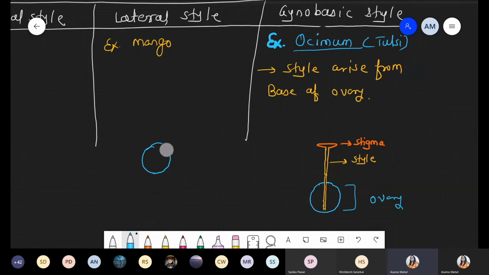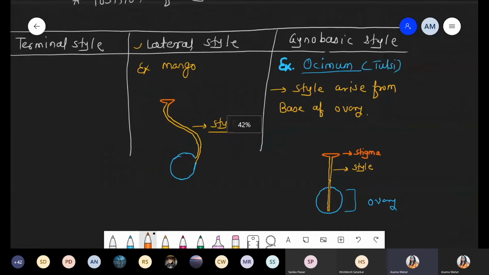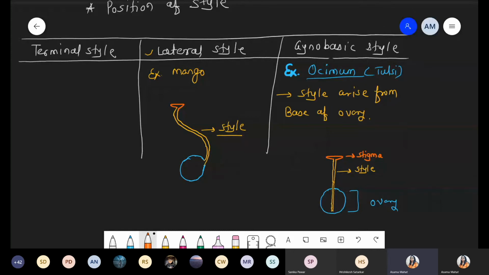But now the style portion does not arise from the center. It arises from the lateral position, from one side. So this is the style, and its position is lateral. On the upper structure there is the stigma. Such a typical structure is called a lateral style, which is very common in mango. And finally, we are talking about the terminal style.